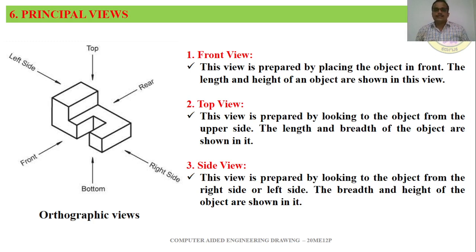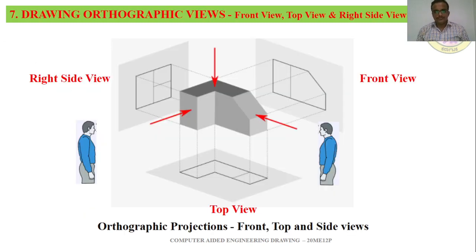And the third important view is the side view. This view is prepared by looking at the object from the right side or left side. If there is an object, you can prepare a side view by looking at the object from the right side or the left side. The breadth and height of the object can be captured using the side view. In order to have a totally clear understanding of this front view, top view and right side view, I just want to explain this image.